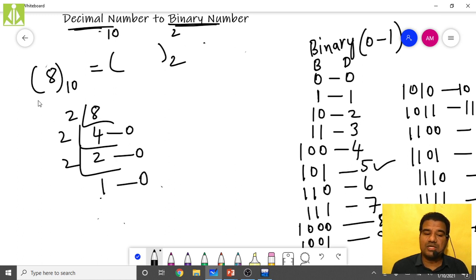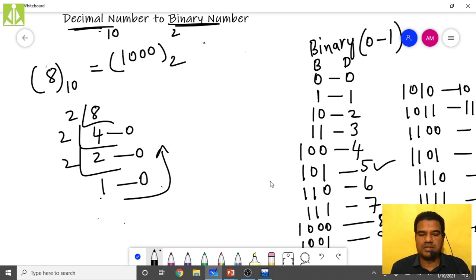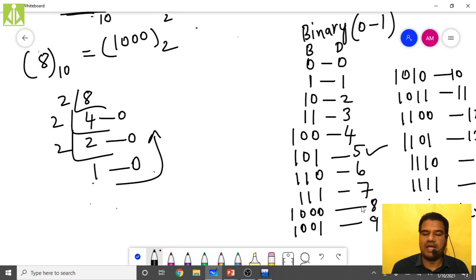You have to do the same process, LCM again and again, until you get 1 over here. So now what will be the number? 1 0 0 0. The number will be 1 0 0 0 to the base 2. So here you can see, 1 0 0 0 to the base 2 for 8. For 8, 1 0 0 0 is the binary, 8 is our decimal.